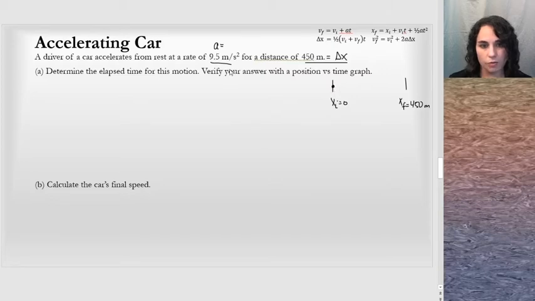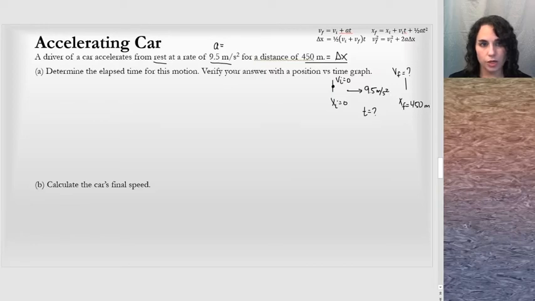We start out. It starts from rest. So that means V initial equals 0. I don't know V final. It doesn't tell me V final. And I also don't know the time. I don't know what the time is. But I do know the acceleration throughout the whole time is in the same direction of the displacement, 9.5 meters per second squared.